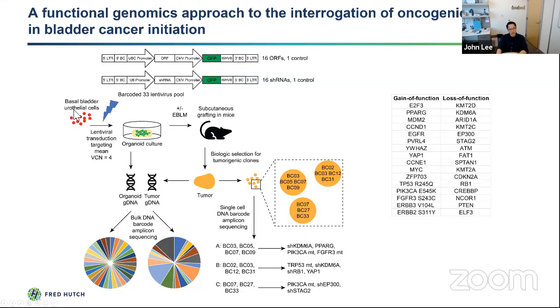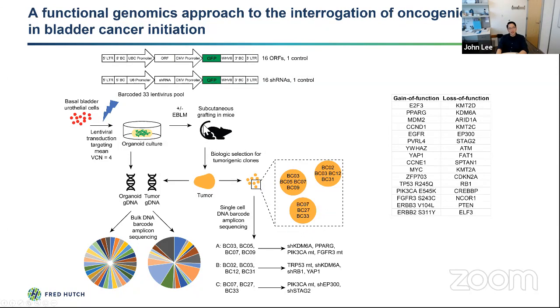So the idea is to take basal bladder urothelial cells from mice, use this lentiviral pool to transduce these basal bladder urothelial cells, for a short period of time culture these in organotypic cultures, to then take these out after a couple of days, recombine with a stromal element. This is embryonic bladder mesenchyme, and then we subcutaneously graft these in mice.